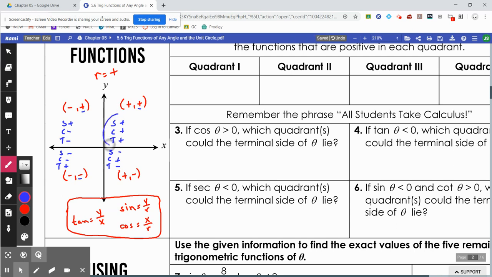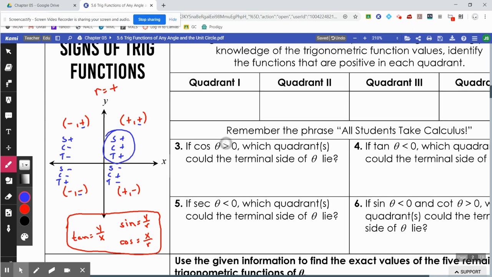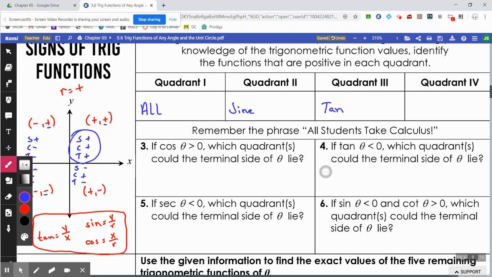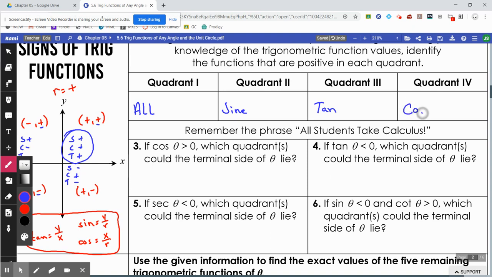Now notice in quadrant 1, sine, cosine, and tangent are all three positive. I'm going to put all. In the second quadrant, only my sine value is positive. In the third quadrant, only my tangent value is positive. And in the fourth quadrant, only my cosine value is positive.